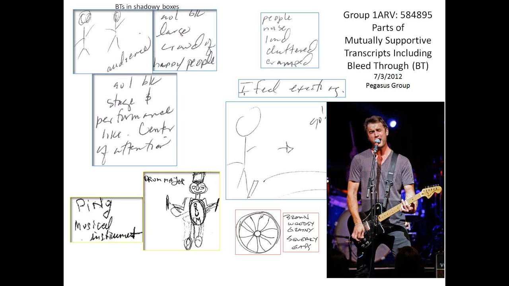For some reason, when the subject is looking at the other coordinate, it shows up as well. And you start getting things like this: the fact there's an audience, a large crowd, happy people, stage and performance-like, drummer, musical instrument. And you can see together you get a rather high score here for this one, much higher than you would have with just this. And so you need to bring in, I believe, bleed-through into this.